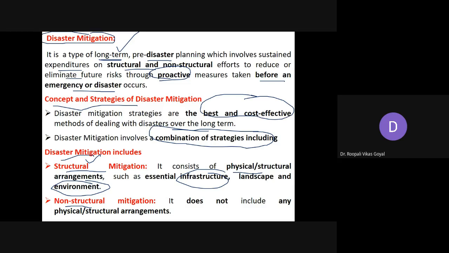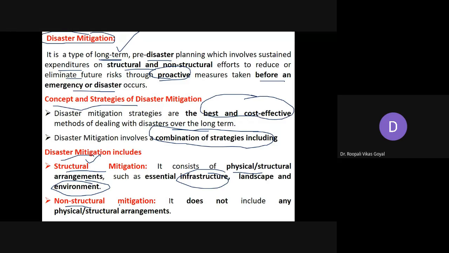And second is non-structural mitigation. As the name suggests, non-structural means it has nothing to do with structure. It does not include any physical or structural arrangement, but it is related to policy aspects or many other aspects that we will learn in detail as we go through.